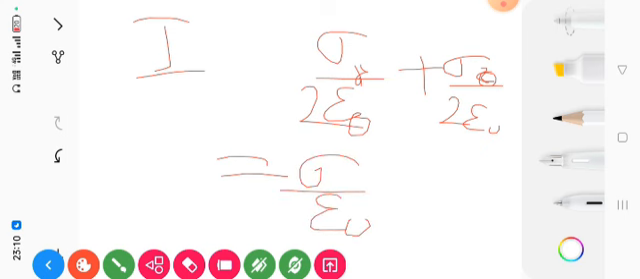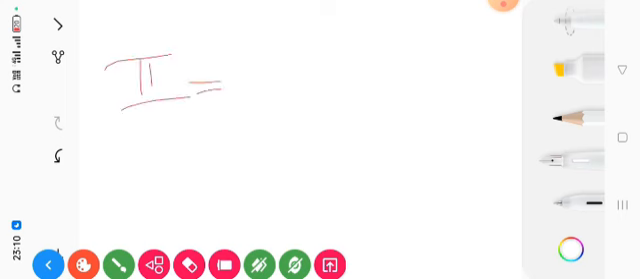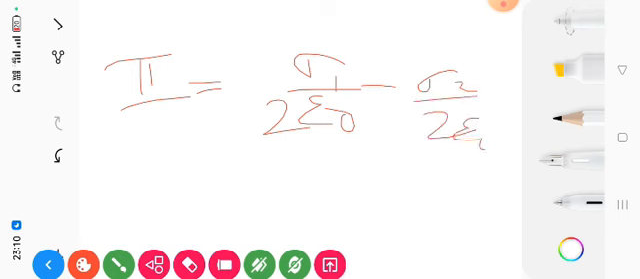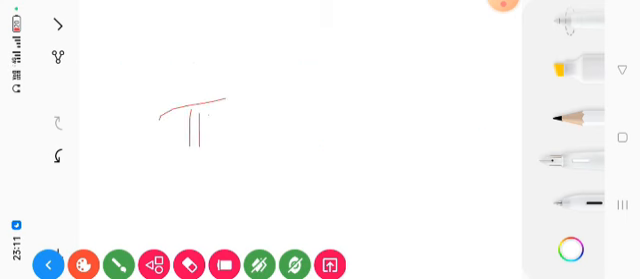For the second region we have to do subtraction, so sigma 1 upon 2 epsilon naught minus sigma 2 upon 2 epsilon naught. Here I am assuming that sigma 1 is greater than sigma 2. And what if the two surface charge densities are equal? Then they will be equal and this will be 0. And the third region is again very easy. For the special case it will be sigma upon epsilon naught.